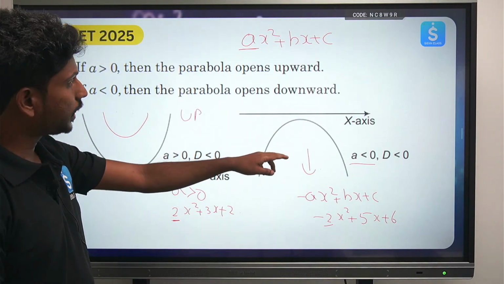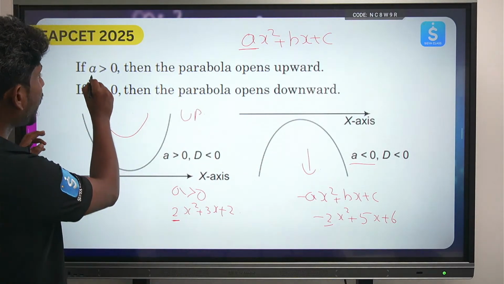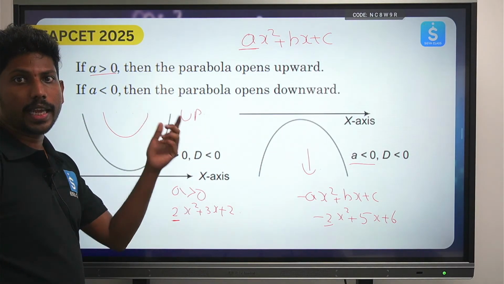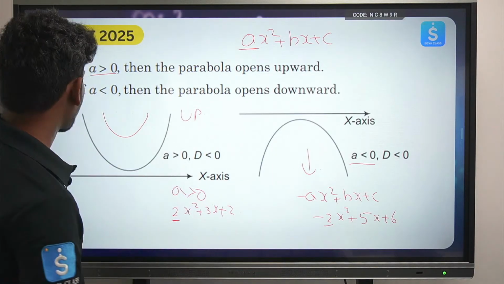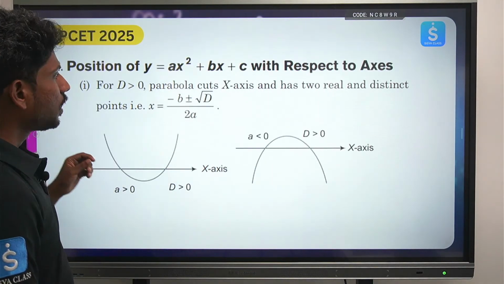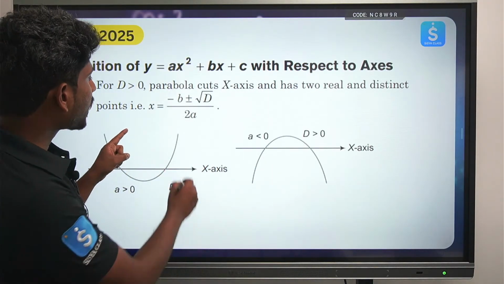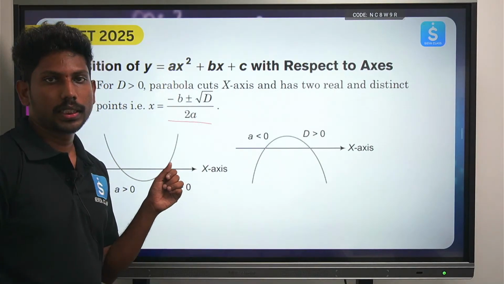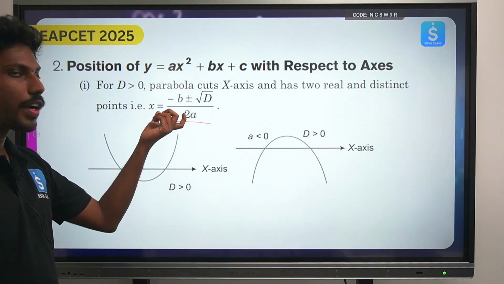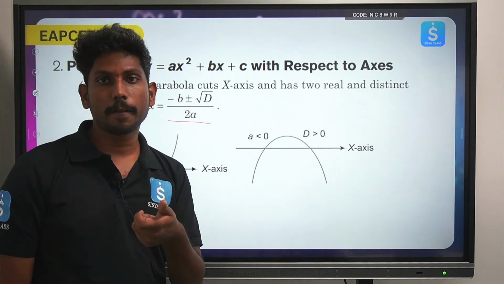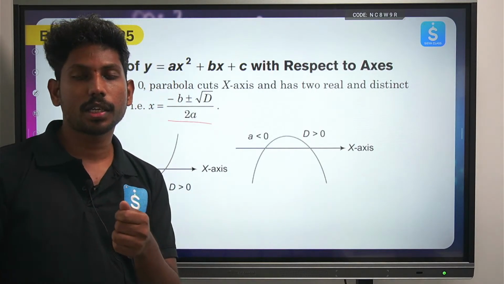So this is the difference. So a greater than 0, it is facing upward. A less than 0, it is facing downward. Next, now what is meant by this? This is nothing but the roots of a quadratic equation. Now what is meant by the roots of a quadratic equation?